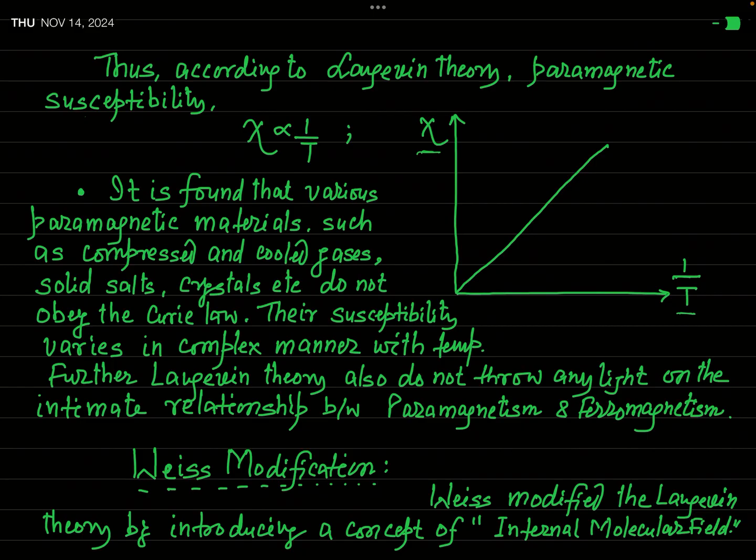Okay, but as I have told you, it is found that there are many paramagnetic materials, for example compressed and cooled gases, solid salts, crystals, and many more, that do not obey this Curie law strictly. That is, if for these materials the experimentally found value of chi is plotted against 1 over T, we do not get a straight line. In fact, the susceptibility of such materials varies with temperature T in a complex manner. So definitely this Langevin theory fails in explaining the variation of magnetic susceptibility of many paramagnetic materials with temperature T.